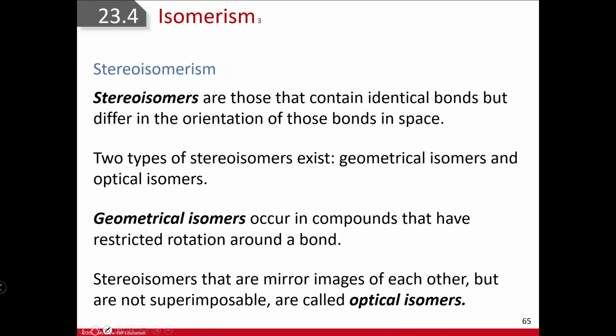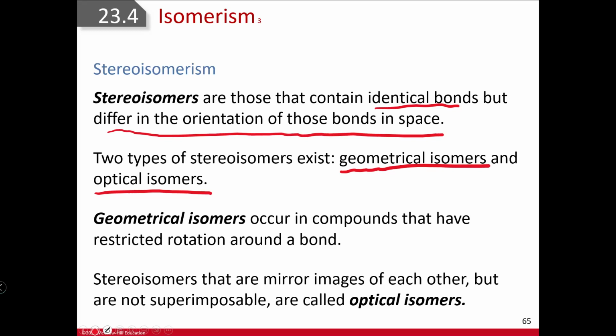All right, so the next type of isomer is called a stereoisomer. They contain identical bonds, but differ in the orientation of those bonds in space. All right? Identical bonds, but differ in orientation of those bonds in space. So there's 2 types of stereoisomers. There's geometrical isomers and there's optical isomers.